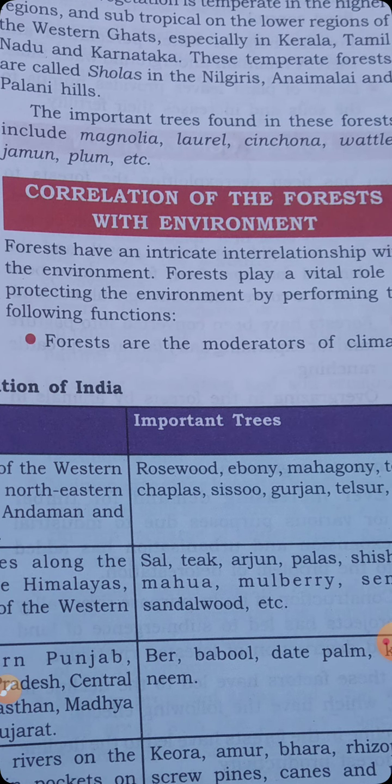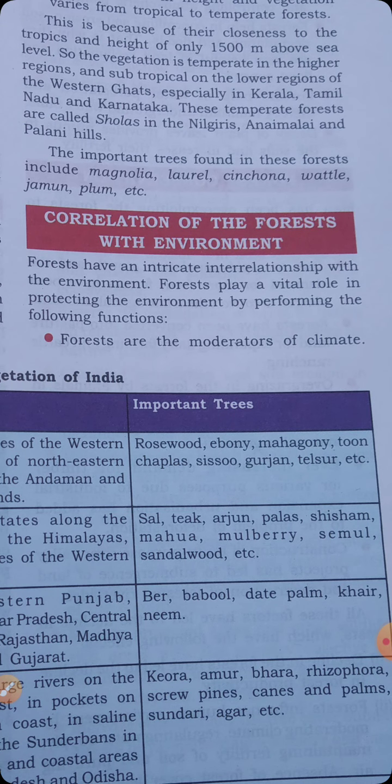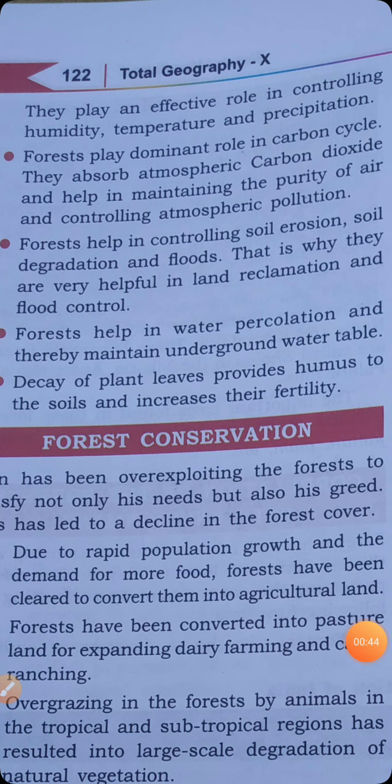Forests have an intricate relationship with the environment. Forests play a vital role in protecting the environment by performing the following functions. Forests are moderators of climate. Now open page 122. I have read that forests are moderators of climate. They play an effective role in controlling humidity, temperature, and precipitation. Forests play a dominant role in the carbon cycle.